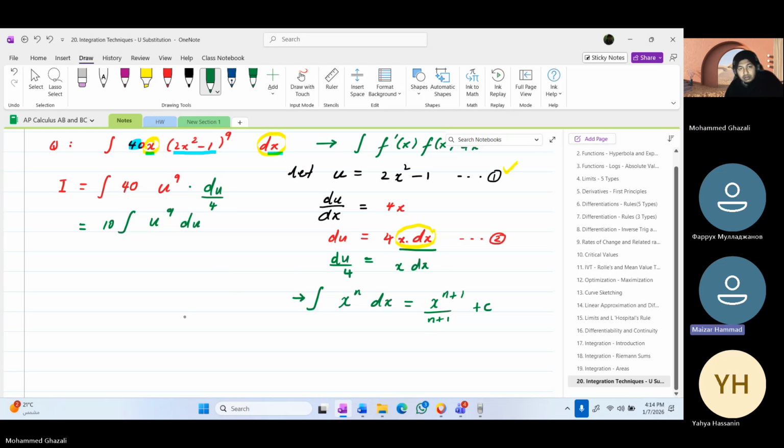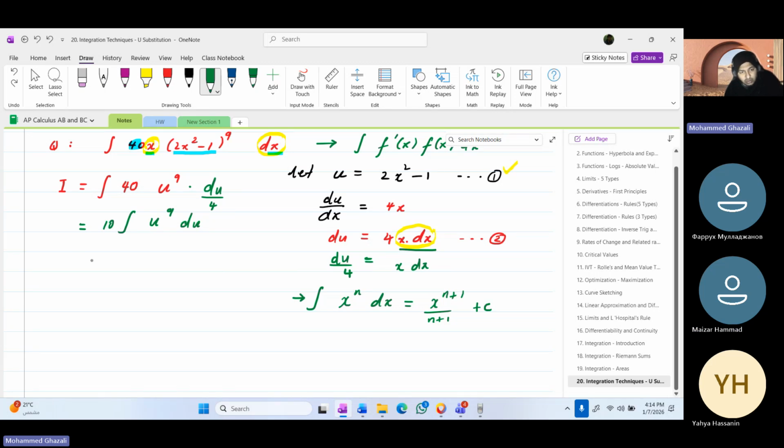Where did you get the 4 from in the first place? I differentiated 2x squared minus 1. Okay, 4x. Are we good, guys? So now after you neaten up the integral, you get something like this.